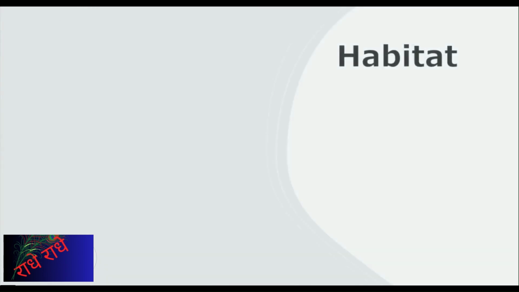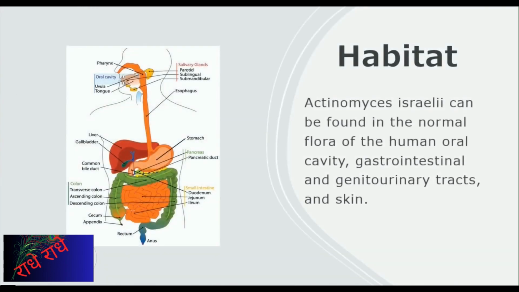A bacterium found in the human body, Actinomyces israelii generally resides in the oral cavity, gastrointestinal and genitourinary tracts, and skin. An important part of the human body in its healthy functioning, it coexists peacefully with other bacteria, and only becomes a pathogen if present in large quantities.